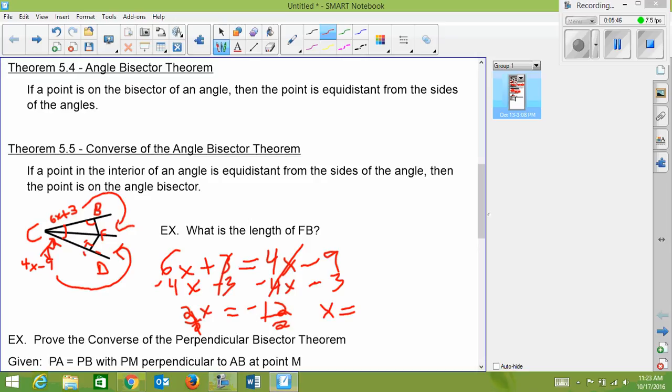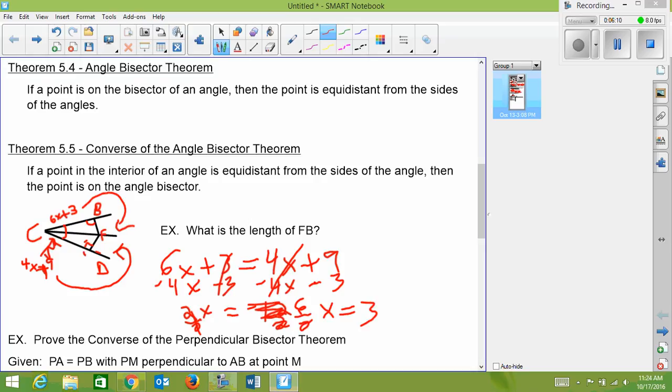This should have been, let's see. Hang on one second. So this should have been a plus 9 right here, and I wrote it incorrectly. This should be plus 9. So if I have a plus 9 and a minus 3, I end up with 6. And 6 divided by 2 is 3.